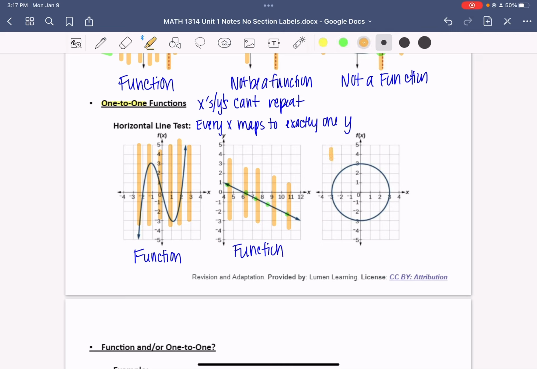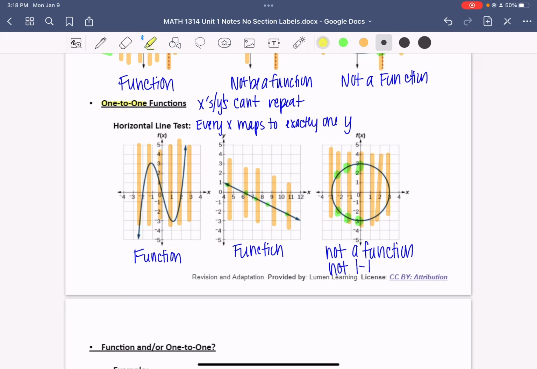Next one, we would say, okay, again, vertical line here and here. That's great, that works, but you can see any vertical line that we draw here in the middle is going to cross it more than once. So therefore, this is not a function. So therefore, there's no reason for us to check if it's one-to-one. So we say not one-to-one. So that's kind of a shorthand for writing that.